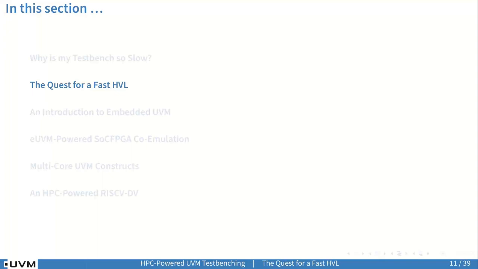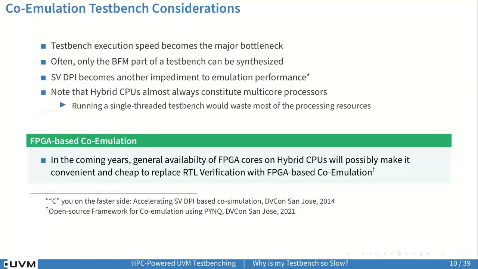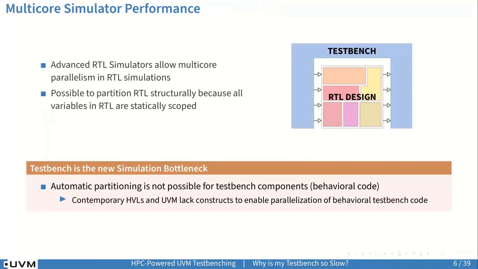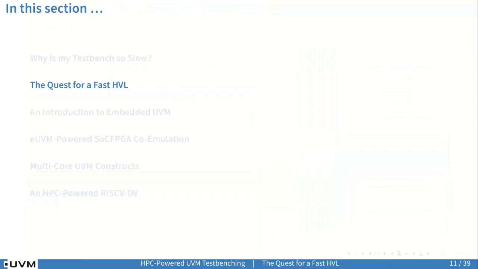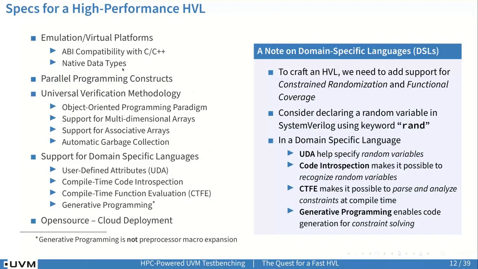Now we look at what are the considerations if we want to make a fast HVL, then basically negation of all these points that we discussed here. So if we want to make a fast HVL, we need ABI compatibility with C, C++, also because in the coming era, you will have hybrid processors, and hybrid processors are going to have large FPGAs available wherein you can map your design and just run the test bench along with that.